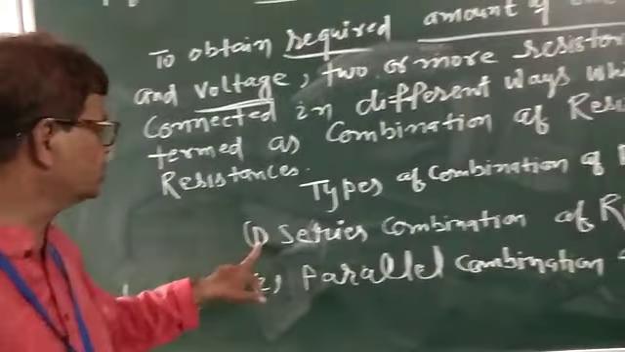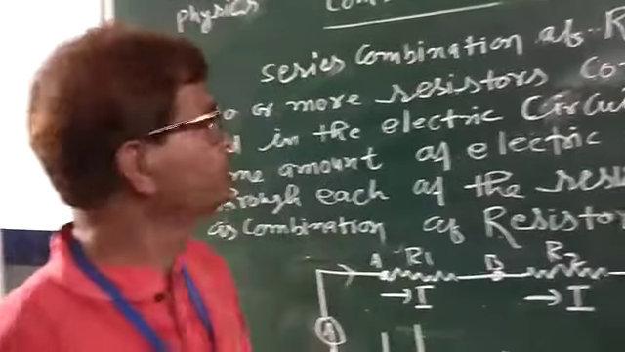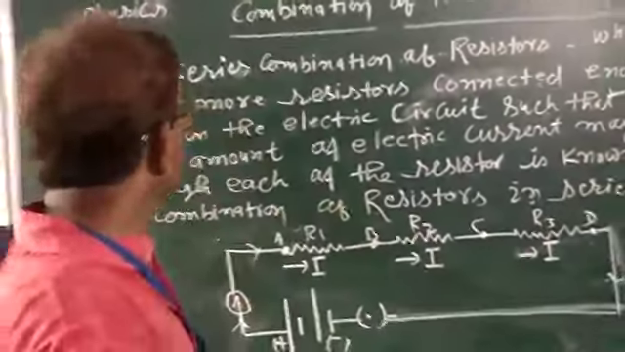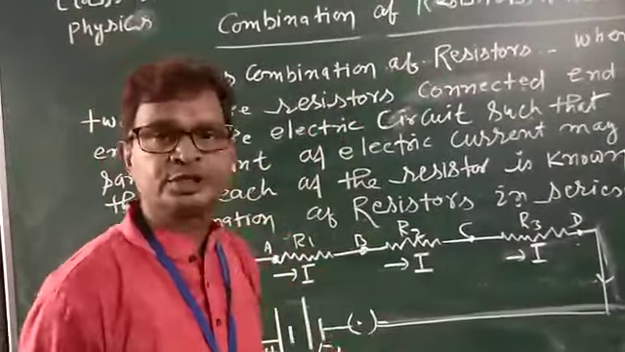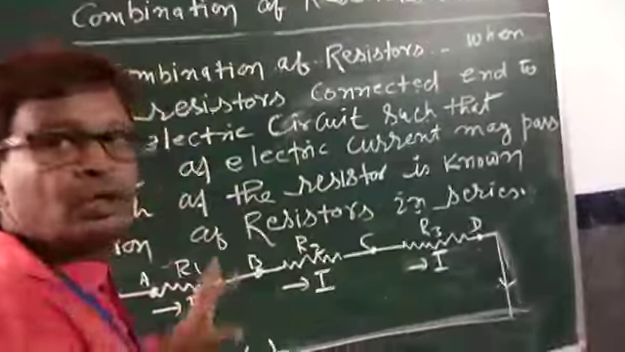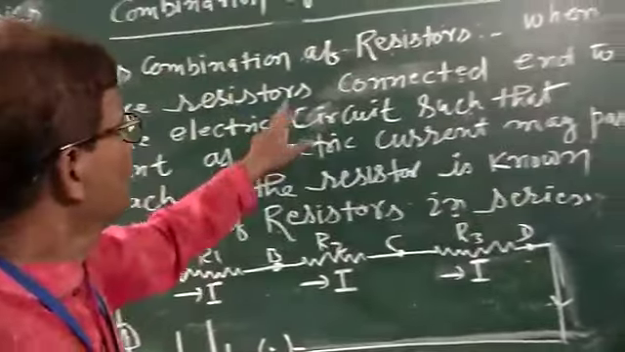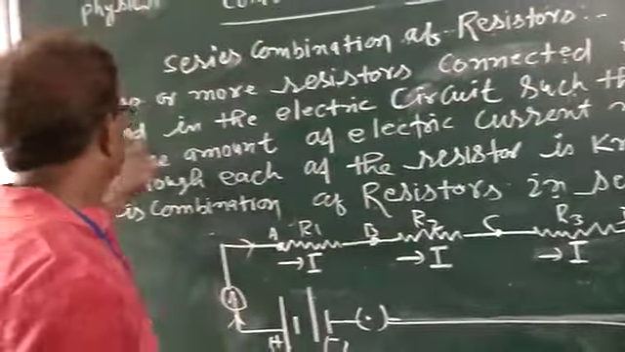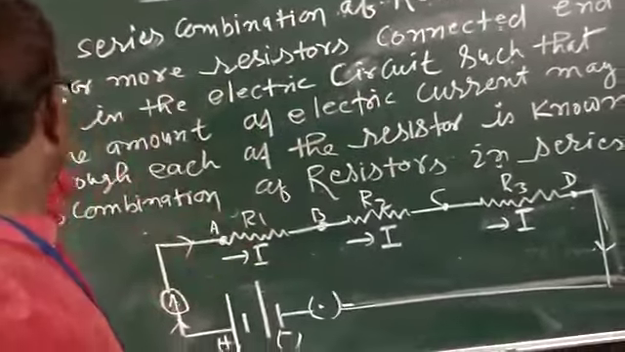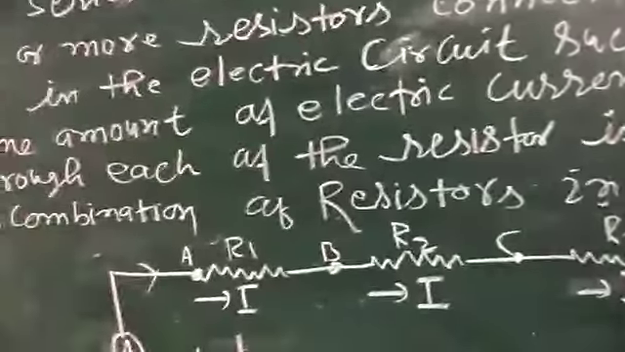At first, I would like to discuss series combination of resistors. Now we are going to discuss about the series combination of resistance. At first, I would like to define series combination of resistors. Just try to understand, when two or more resistors or resistances or conductors are connected end to end in the electric circuit, then such connection is said to be combination of resistors in series.